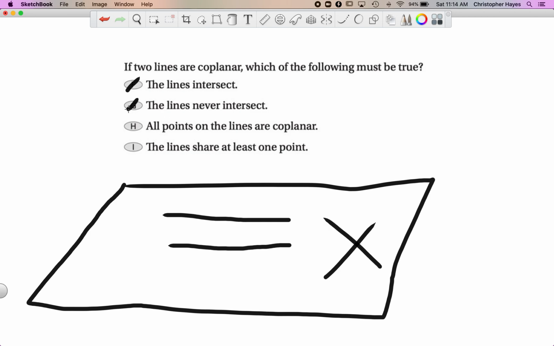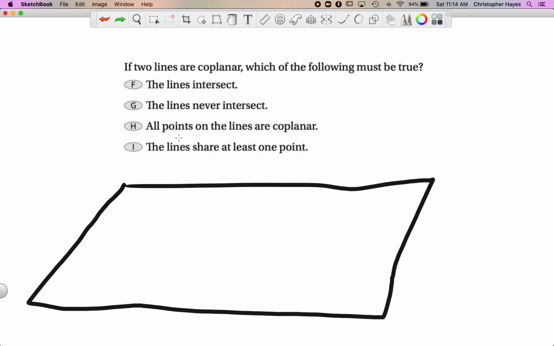So those might be true, but this is which one must be true. So it's not those two, okay? So let's go through and get rid of those. Okay, so we said it's not F, it's not G. Okay, let's try this one.